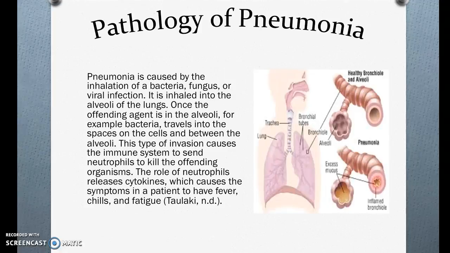Pathology of pneumonia. Pneumonia is caused by the inhalation of a bacteria, fungus, or viral infection. It is inhaled into the alveoli of the lungs. Once the offending agent is in the alveoli, for example bacteria, the bacteria will travel into the spaces on the cells and in between the alveoli. This type of invasion causes the immune system to send neutrophils to kill the offending organisms. The neutrophils release cytokines, which cause the symptoms in a patient of fever, chills, and fatigue.